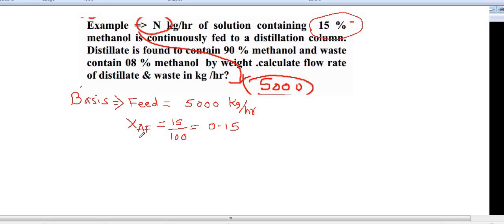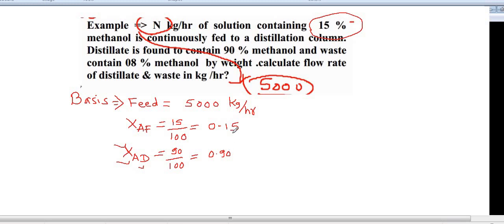What other things are given in this problem? They are given the composition of distillate also, and that distillate contains 90% methanol. So we write down this quantity also as fraction of methanol in distillate. X stands for fraction, component A, and D is the distillate. So we write down here XAD. As we want a fraction, we have to divide percentage by 100, and you get the value 0.90. So fraction of methanol in distillate is 0.90.